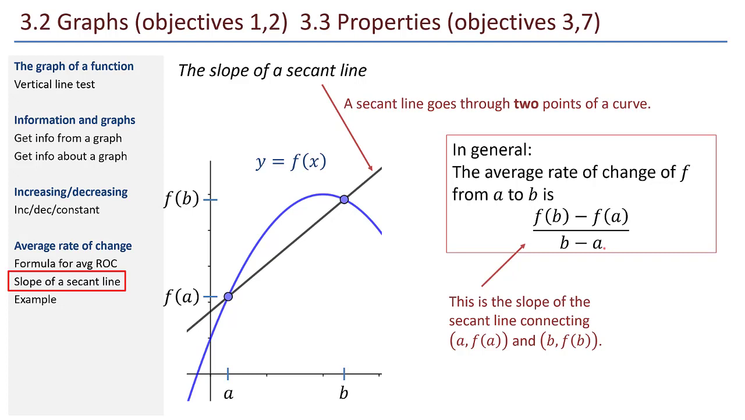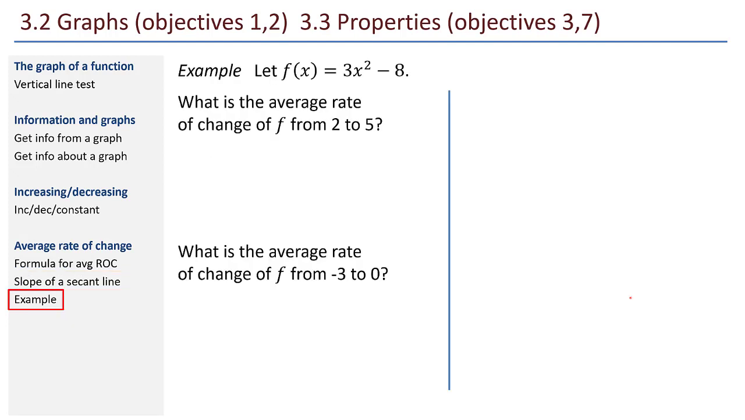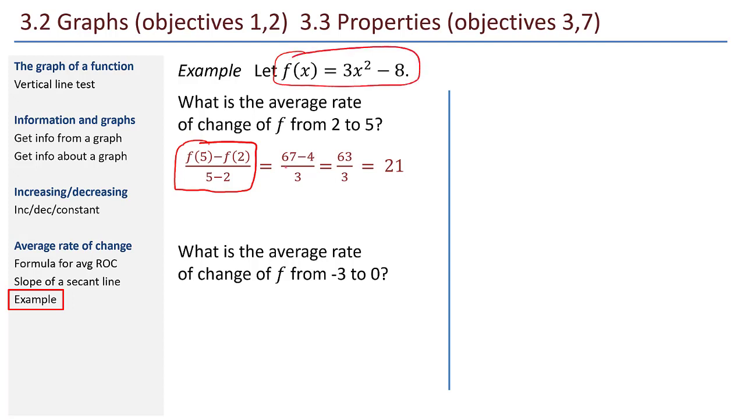Let's do some examples. Here's a function, f of x equals 3x squared minus 8. What is the average rate of change of f from 2 to 5? So the formula says I'm going to take f of 5 minus f of 2 and divide by 5 minus 2. And then we can work out f of 5. I plug it into my function. f of 5 equals 67, and f of 2 equals 4. I do the calculation, and it turns out that 21 is my answer.